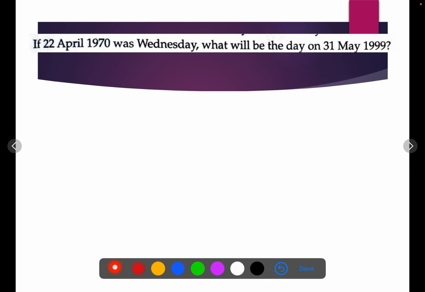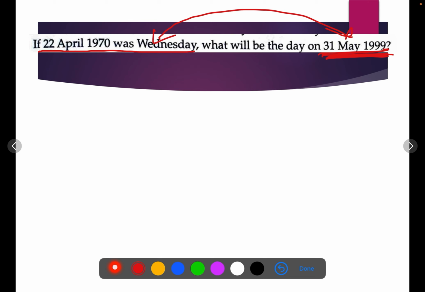Here the question has given me that if this date is Wednesday, then what will be the day on 31st May 1999. Now this question has two ways of solving. One is to calculate the number of days, number of odd days between both of them, right? It has different way of calculation. What I will do is, I will directly find, since I have already learned how to find the day for any specific date, so I will directly find out the number of odd days on 31st May 1999.